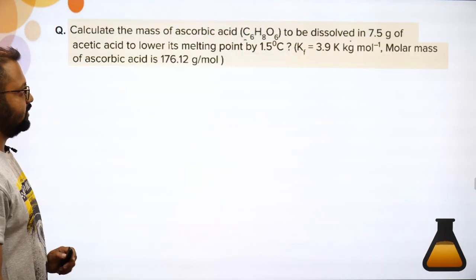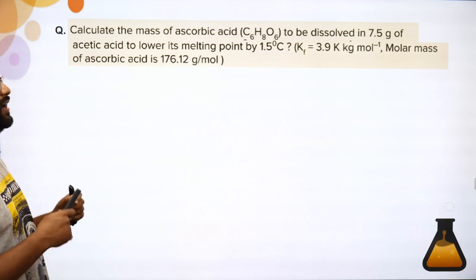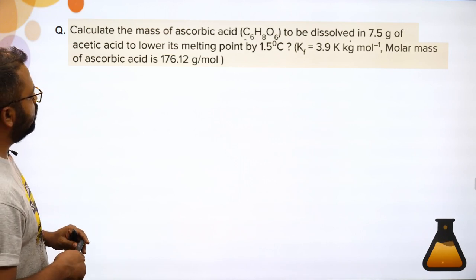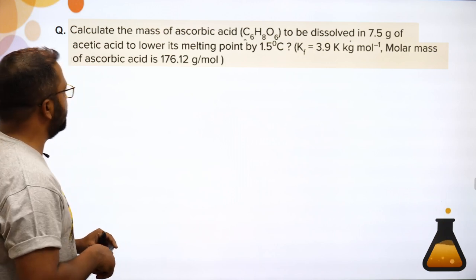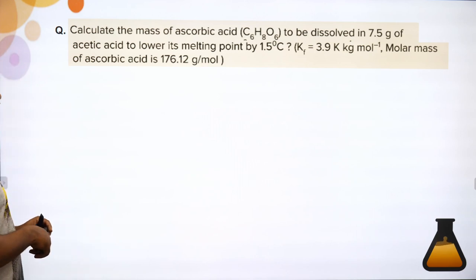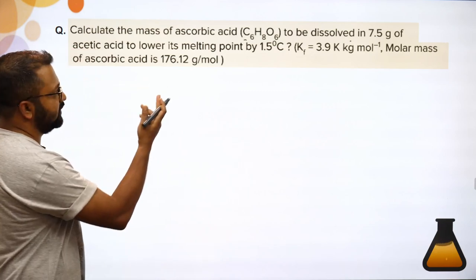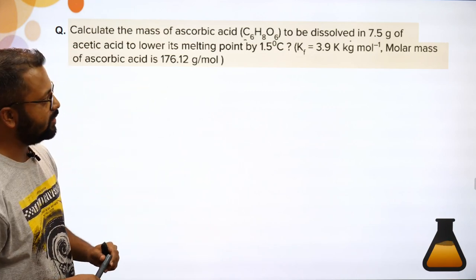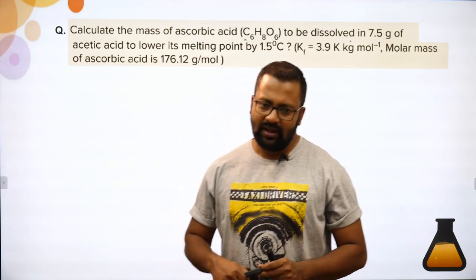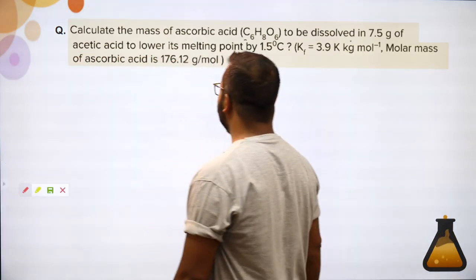Let's see the next question. Calculate the mass of ascorbic acid to be dissolved in 7.5 gram of solvent to lower its melting point by 1.5 degrees Celsius. Kf is given as 3.9 Kelvin kg per mole. Molar mass of ascorbic acid is given as 176.12. It's also an easy question. Don't take too much load on this. We have to find the mass of ascorbic acid.